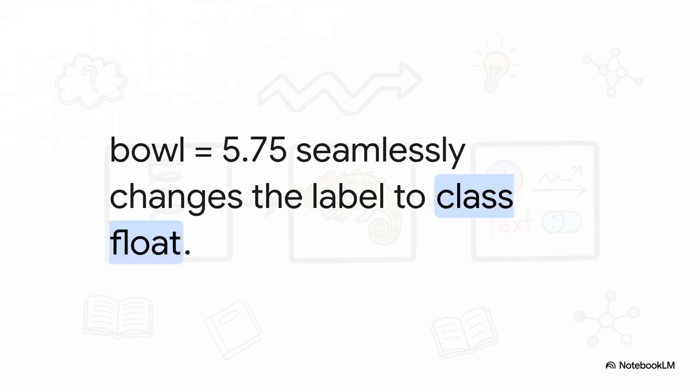Now, here's where it gets really cool. We don't even need to go rummaging through the cupboard to buy a brand new bowl for our next ingredient. In our code, we just empty out the old one and pour in a decimal number. Let's use 5.75, which is our metaphorical milk. We assign that 5.75 to the exact same bowl variable. And when we run our print type command this time, the label seamlessly changes to class float. Our smart scale adjusted entirely on its own without a single complaint.